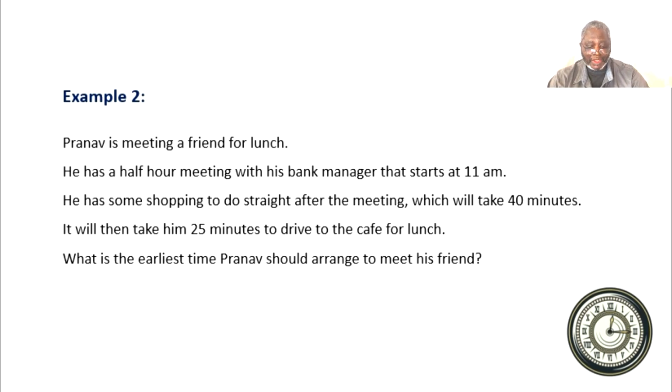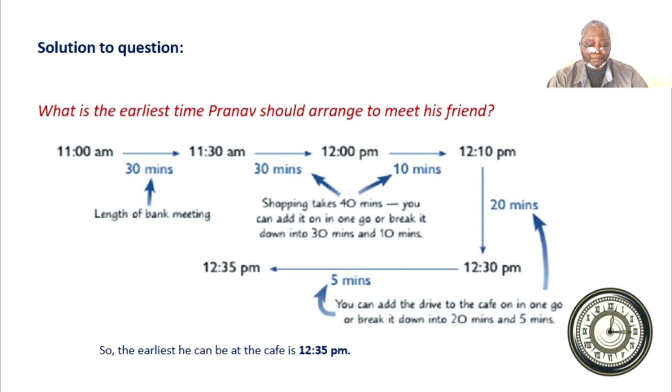And what is the earliest time Pranav should arrange to meet his friend? Let's look at how we solve this problem. What is the earliest time Pranav should arrange to meet his friend? So, 11 a.m., lunch. He goes to the bank and spends 30 minutes with his bank manager. That will take him to 11:30 a.m.